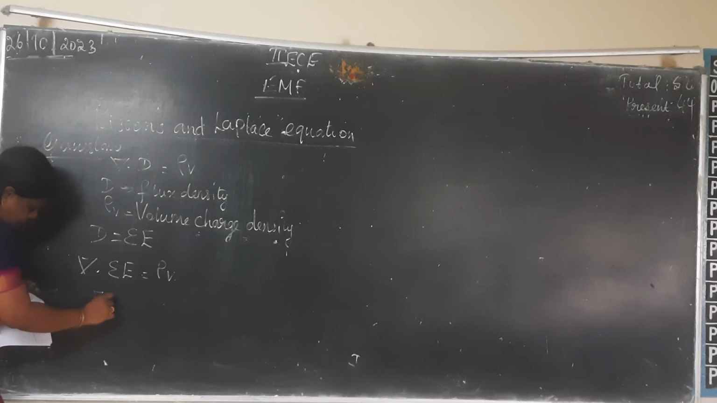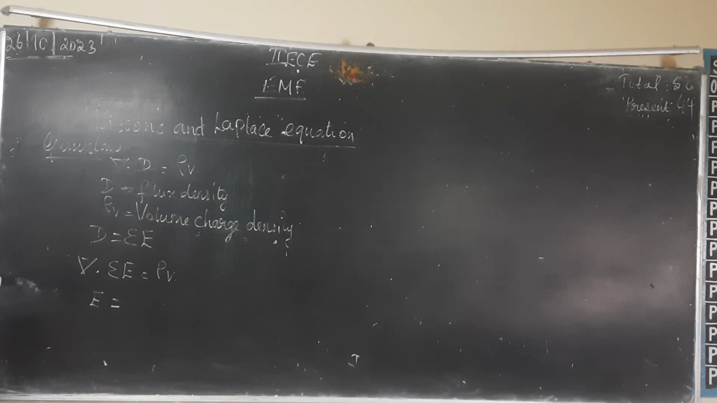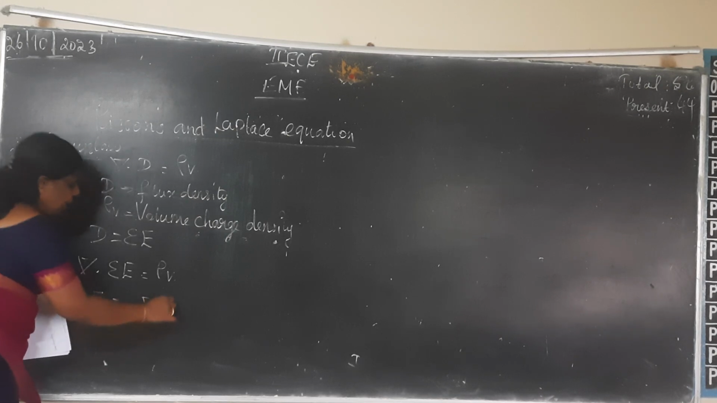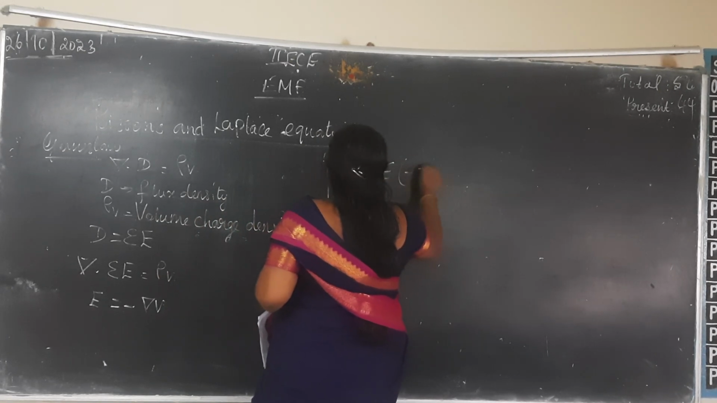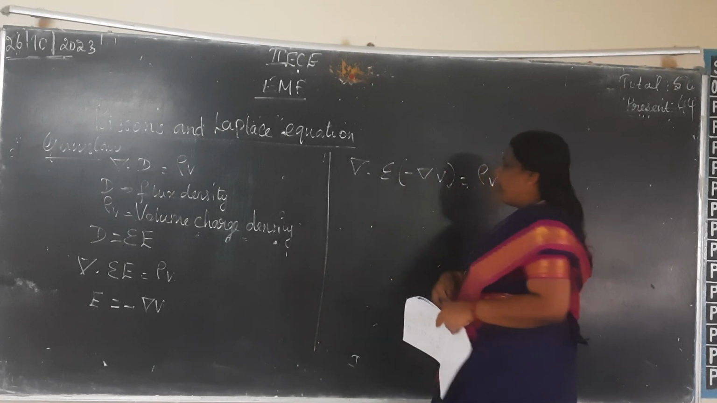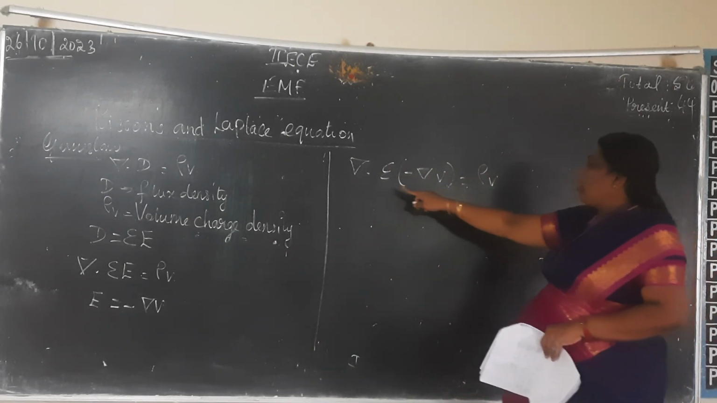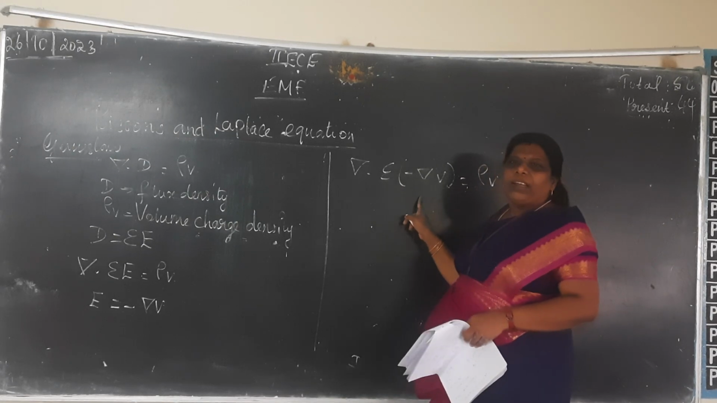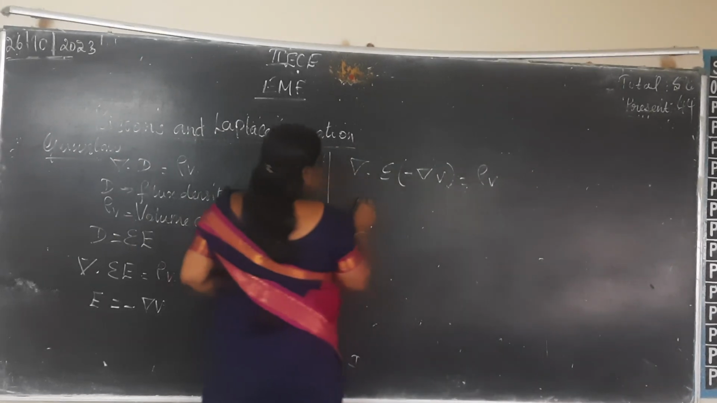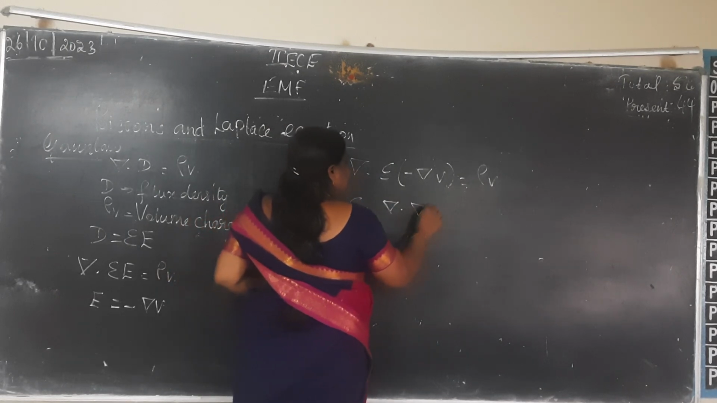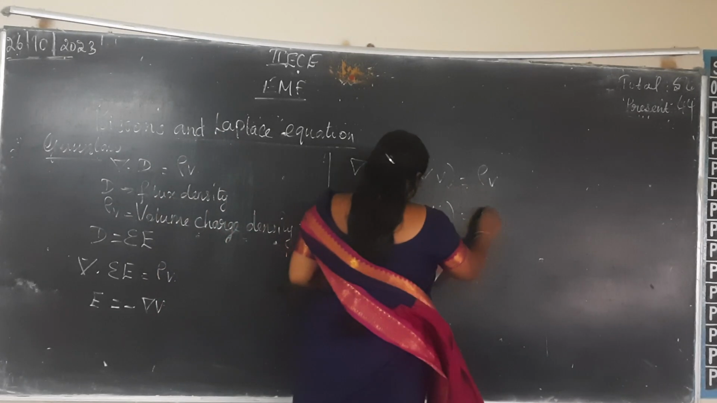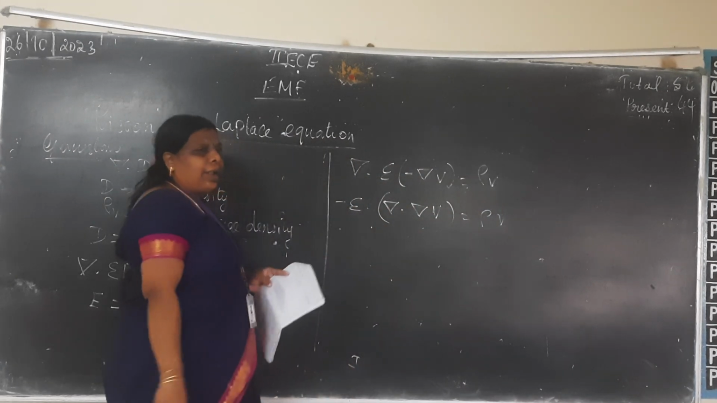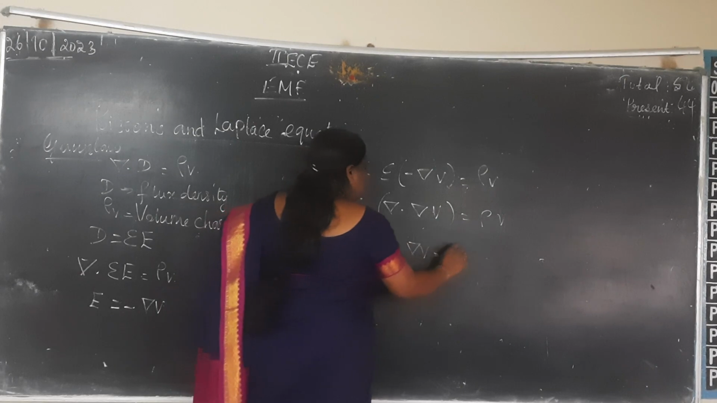So what is E? E is equal to minus del V. Take down. E is equal to minus del V. So we have del dot epsilon into minus del V is equal to rho V. Is it clear? Substituting E as minus del V, we have epsilon into del dot del V. Can I write like that? Minus epsilon into del dot del V is equal to rho V.